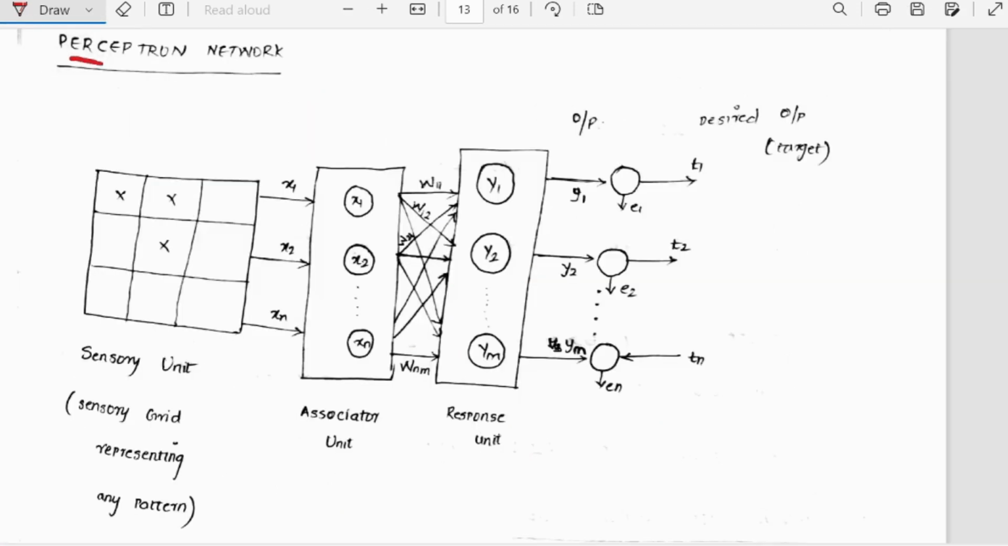Next we will study the perceptron network. Perceptron means it is the same as an artificial neuron. So the perceptron network is the same as an artificial neural network, ANN. Many scientists have come up with various representations of a neural network.